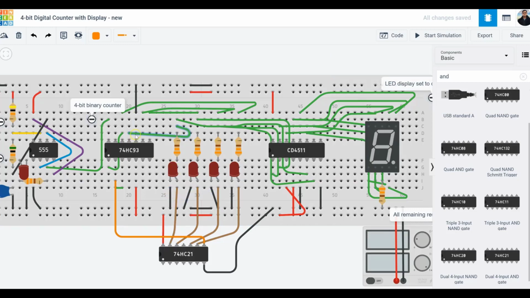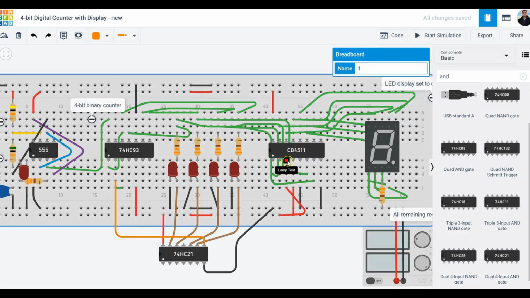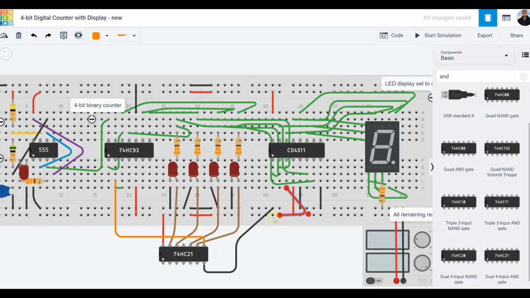We use the same outputs over here, all the outputs that you see in the green, and hook them up to the 7-segment decoder. Remember, the 7-segment decoder will have pin number 3, which is the lamp test. That pin is going to be simply connected to the positive rail.